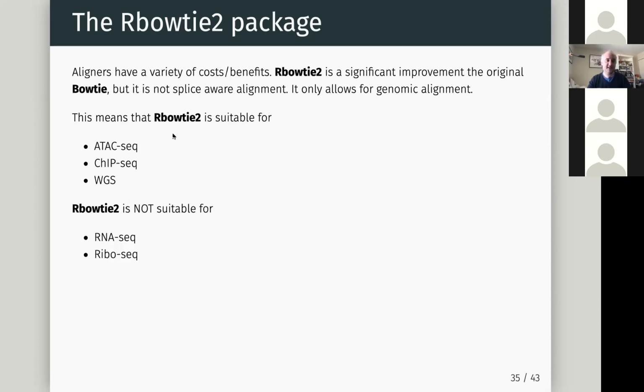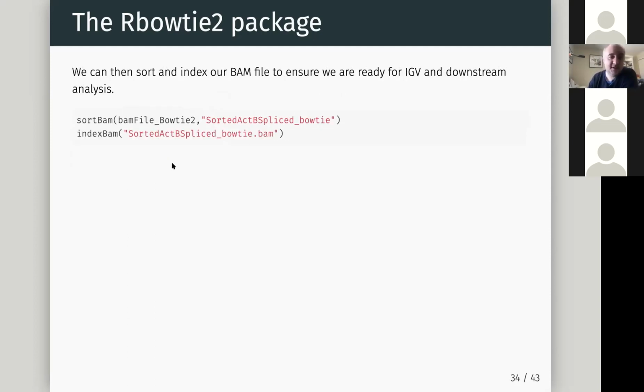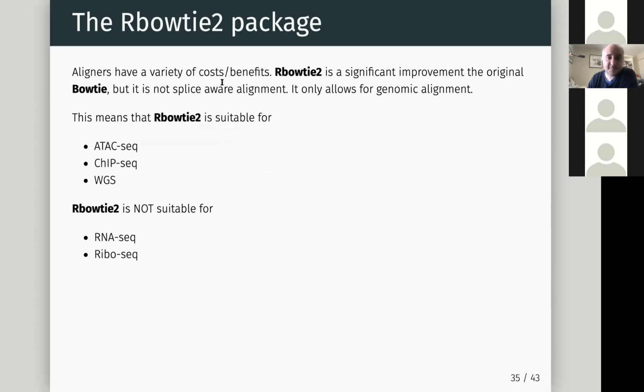You know, for me, not outputting a SAM, outputting a FASTQ makes this a really unfriendly aligner to me, but each to their own. Aligners have a variety of different costs and benefits.